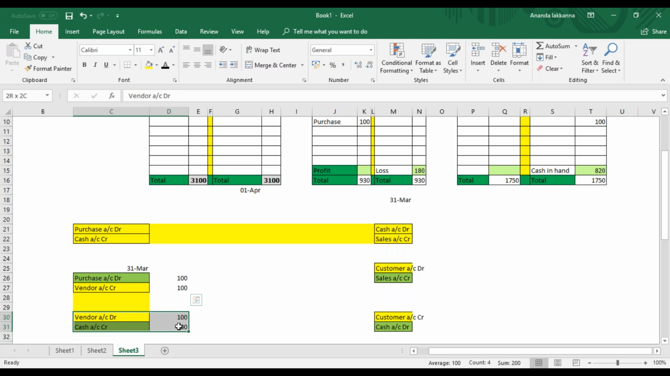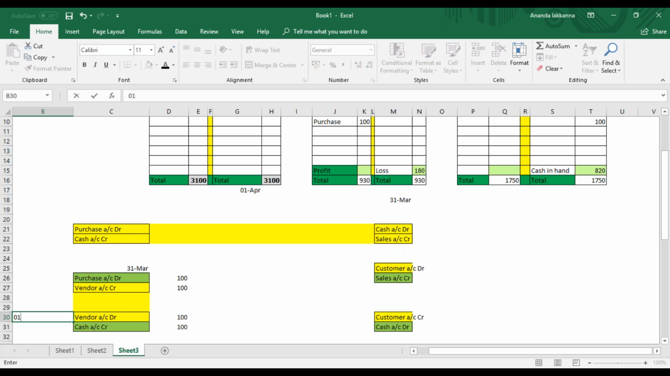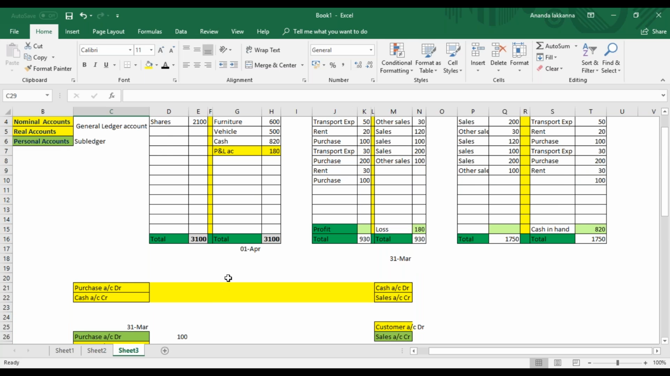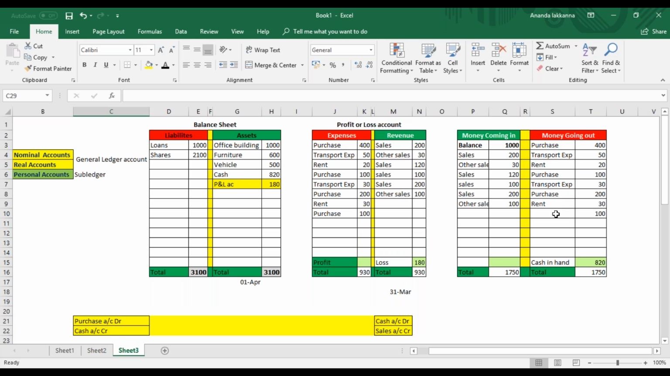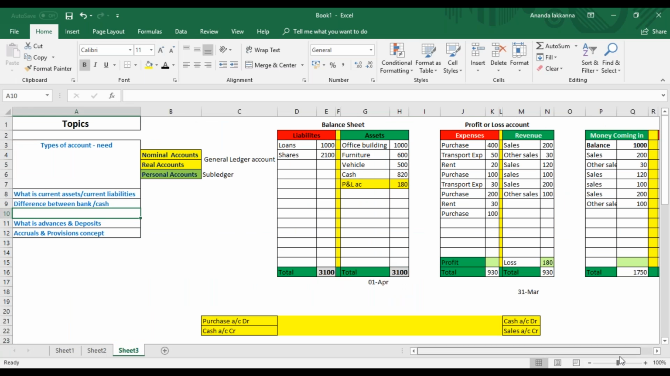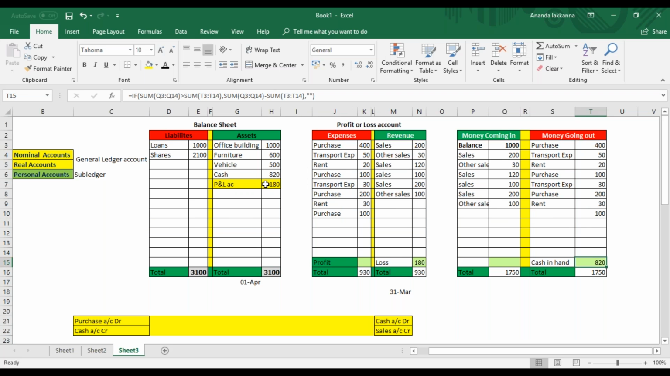This entry I plan to do in 01 or else 02 March, April. Okay, then it's a different business financial year. Then I cannot enter this entry. Then my cash has increased to 920.